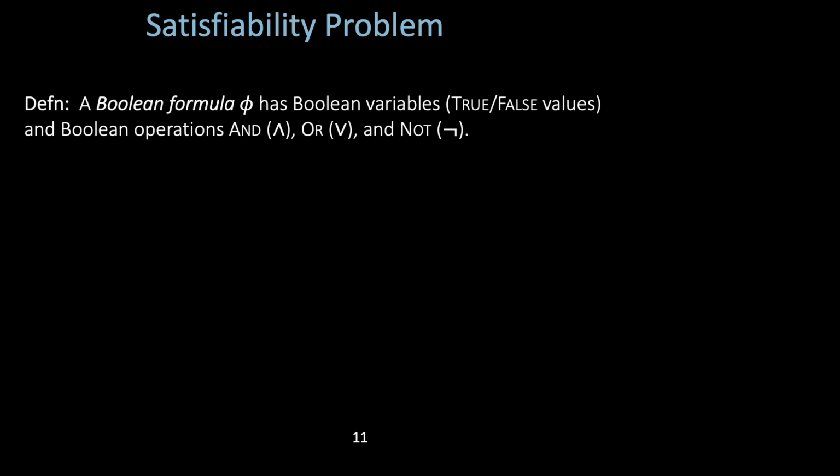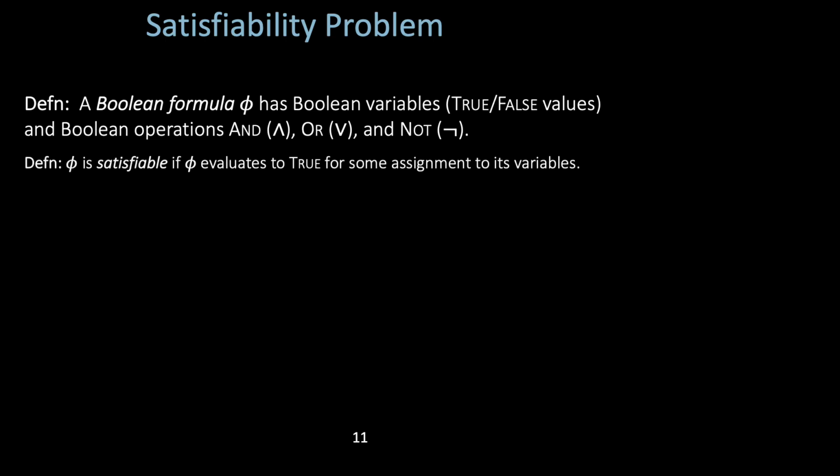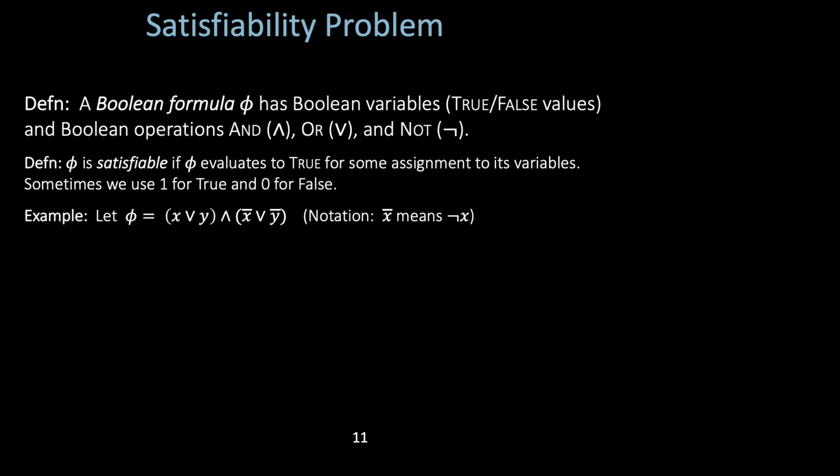Let's move on to talk about the satisfiability problem, which is the canonical NP problem. A Boolean formula has Boolean variables, which are true or false, and Boolean operations: and, or, and not. A formula phi is satisfiable if phi evaluates to true for some assignment to its variables. We often use 1 for true and 0 for false. So for example, let's say phi is equal to (x or y) and (not x or not y).